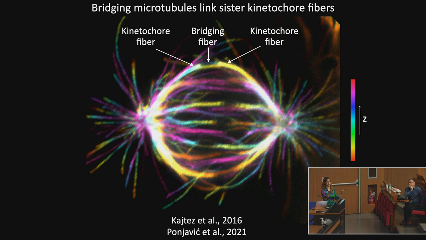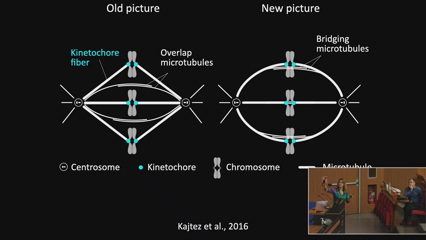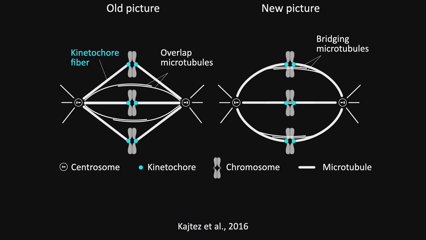And to make it simple, this is highly oversimplified, but just to make the point, the old picture was that chromosomes are bound only to kinetochore microtubules, and these overlap microtubules are somewhere far away. And our picture was that these overlap microtubules are not somewhere else, but they are tightly bound to kinetochore microtubules, and they make some mechanical unit here and probably generate force, which we then wanted to explore.